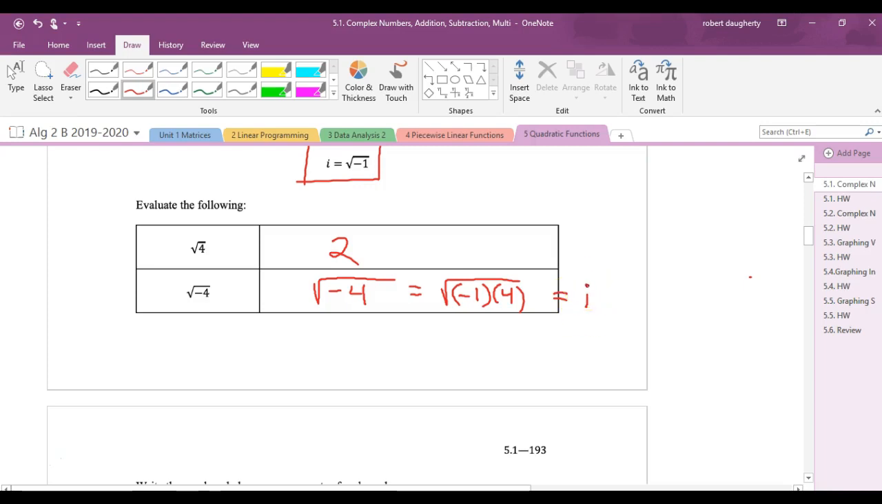And then what's the square root of 4? 2. So this is i times 2, or we will write this as 2i. Okay. So the square root of -4 is 2i, because the square root of 4 is 2, and the square root of -1 by definition is i. So this is 2i.